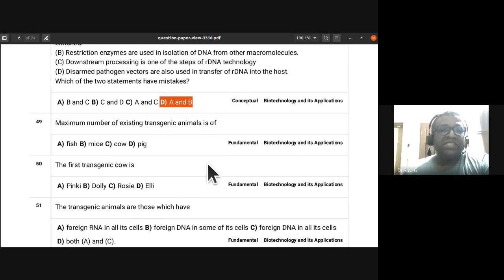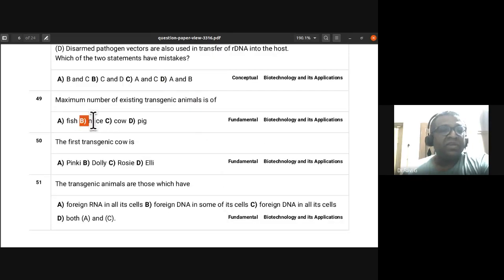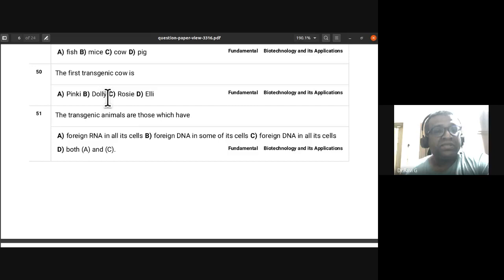Maximum number of existing transgenic animals is of mice. Nearly 95% of transgenic animals are mice. The first transgenic cow is Rosie. The first transgenic sheep is Dolly. So the first transgenic cow is Rosie.